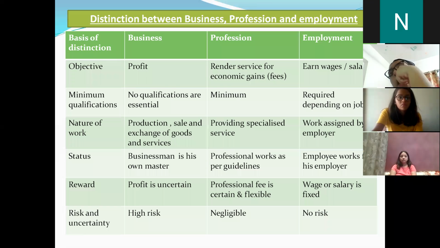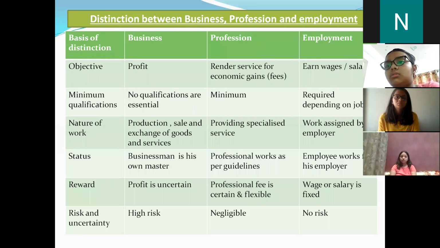In case of profession, a professional has to work as per the guidelines prescribed by the association, as we have just discussed. Okay. Then employment. Under the employment, an employee works for his employer, and he has to follow the instructions or guidelines given by his employer. Okay, for a simple example, if there's an employee who's working in the office, he has to work according to what his employer is saying, what his senior is telling him to do.